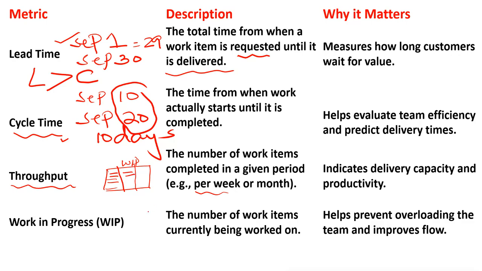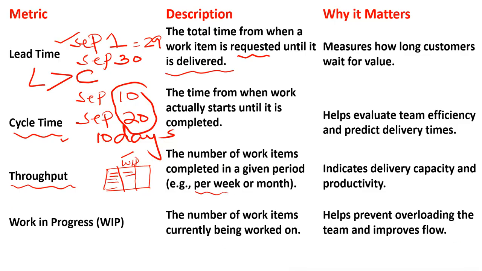If the question comes in your PMP exam in which column we have to make the limit, that column is known as work in process. Why? To reduce the waste. So it is the number of work items currently being worked on. Why it matters: it helps prevent overloading the team and improves flow.